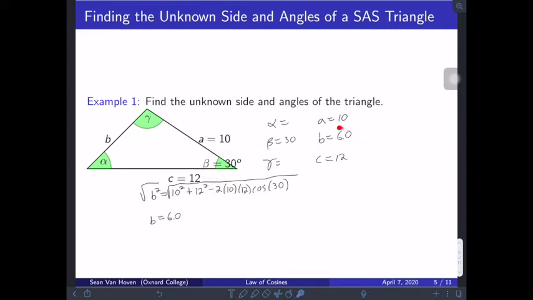Now we do have one entire row completely filled out in this table. Now that we have that, we can go ahead and finish this by using the law of sines. We can say that the sine of alpha over 10 is equal to the sine of 30 over 6. Or that our alpha is equal to the arcsine of 10 sine of 30 divided by 6.